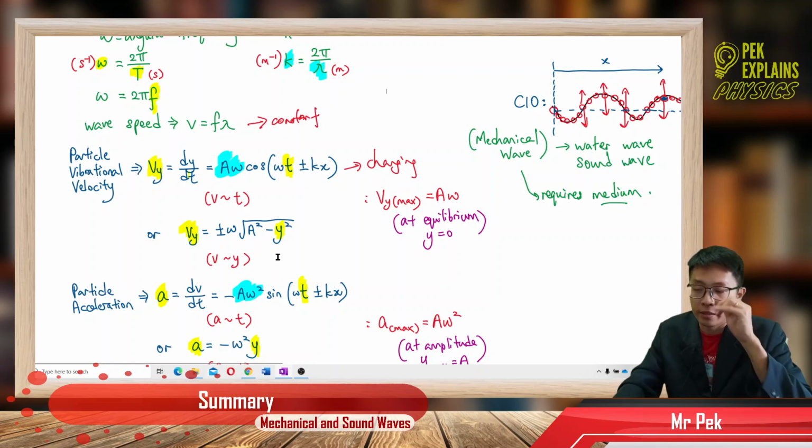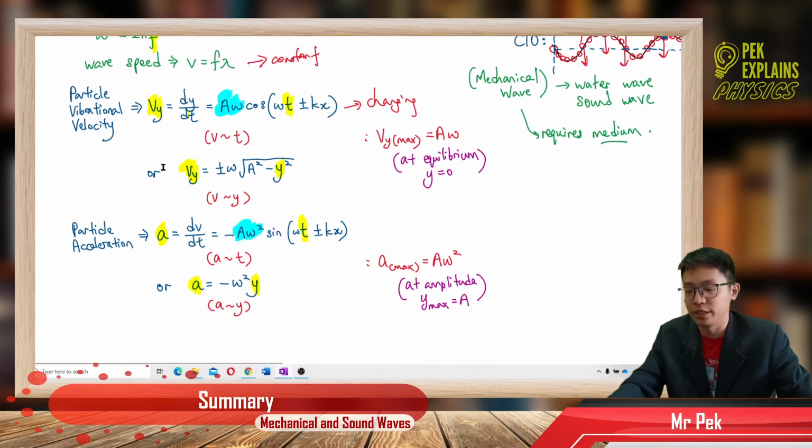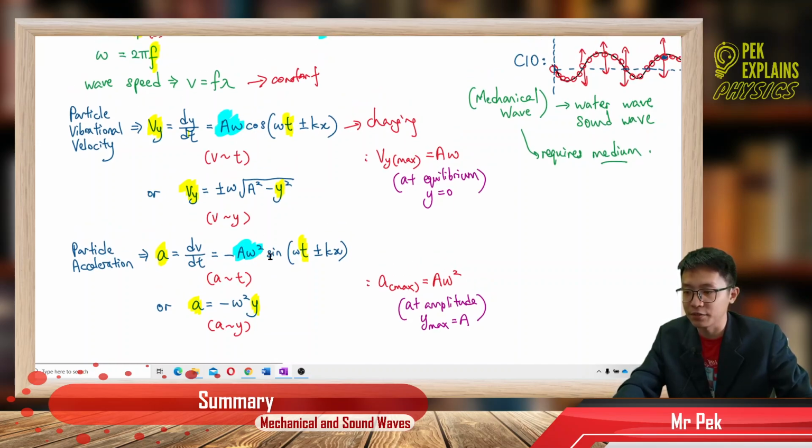Okay. Now, for particle acceleration, we just differentiate the velocity equation to get the acceleration. Then we can get the acceleration versus time equation. Differentiate the cos, we get a negative sign. Differentiate the omega t, we get another omega going to the front, becoming omega squared. So this is the a versus t equation. And the maximum acceleration is a omega squared. Maximum acceleration happens at the amplitude. When you have maximum displacement at the amplitude, the particle has the maximum acceleration towards the equilibrium.